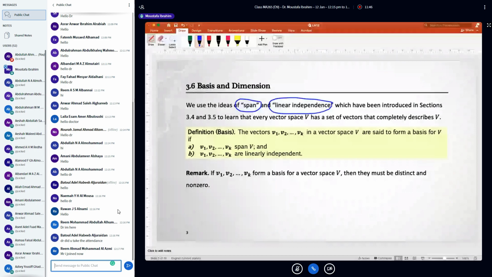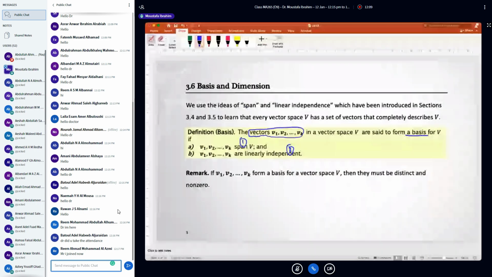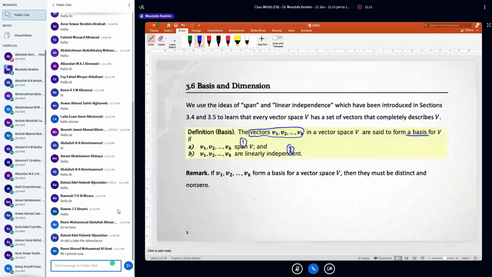Now, we will see what's the meaning of basis. In fact, basis is very simple. We say that a set of vectors is a basis. What is the definition of basis? A set of vectors is called a basis if it's spanning and linearly independent. So 3.4 plus 3.5 gives 3.6. If it's spanning plus linearly independent, it means basis. Okay, guys?